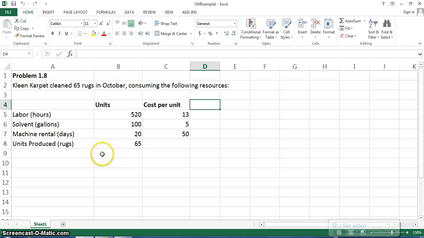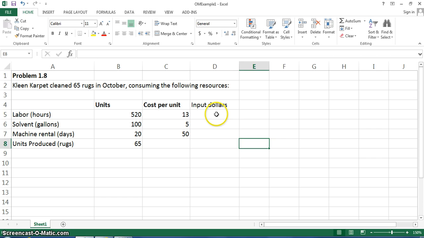To calculate labor productivity, we need to decide whether we want to measure the labor productivity in units of output per hour or units of output per input dollar. And we'll do both in this case. In fact, here we'll calculate input dollars for each of the resources in this example.